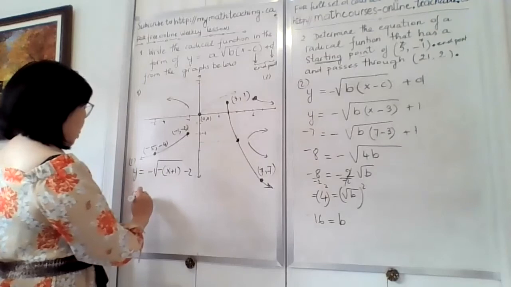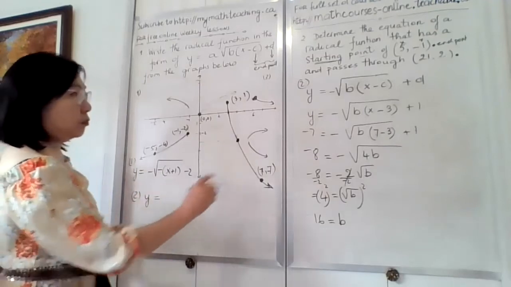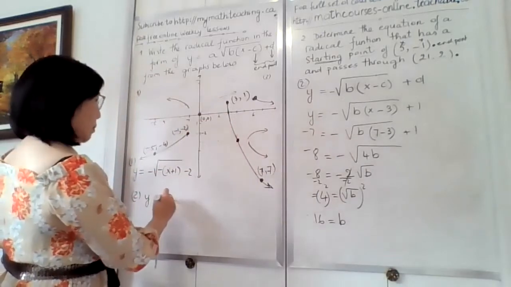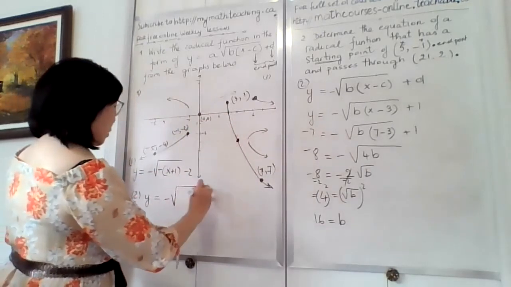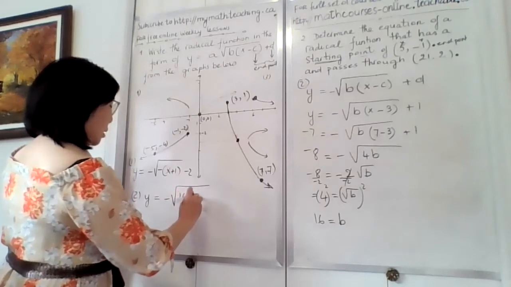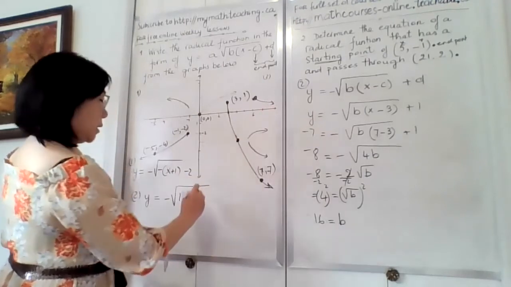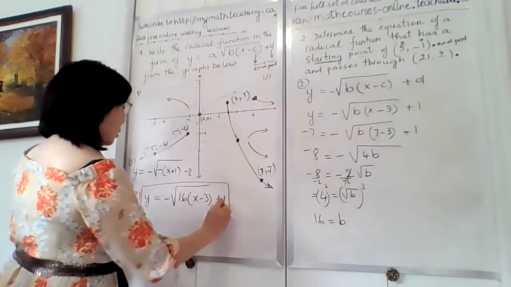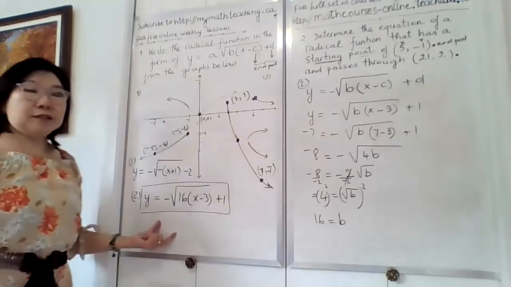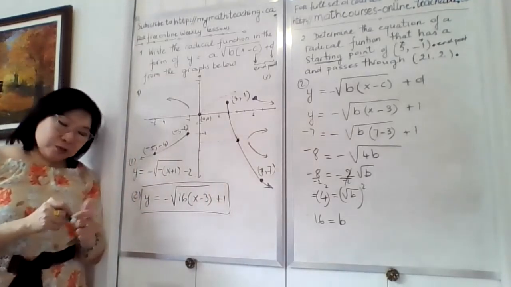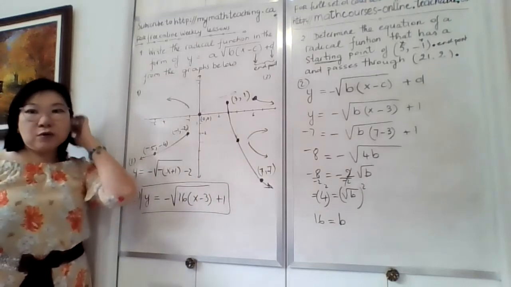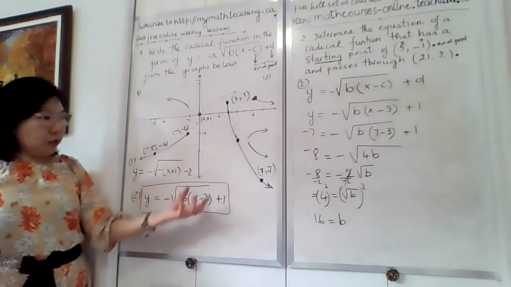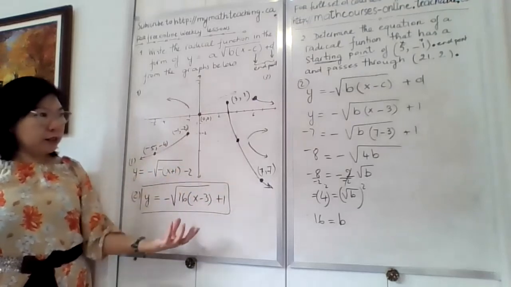And our second equation will be y equals minus, still minus because we base it on the shape of this, right? Minus. Inside we have a 16 for b, and we have an x minus the c, which is 3, and plus 1. So this is our second equation. And you see that we can solve this equation easily by looking at the shape and we plug in the point in here.